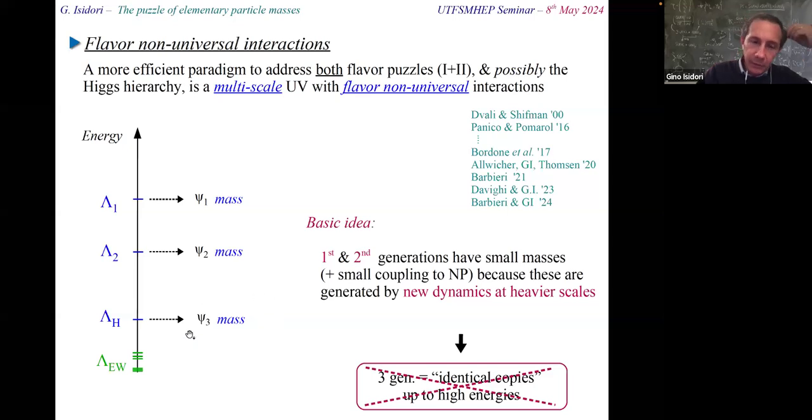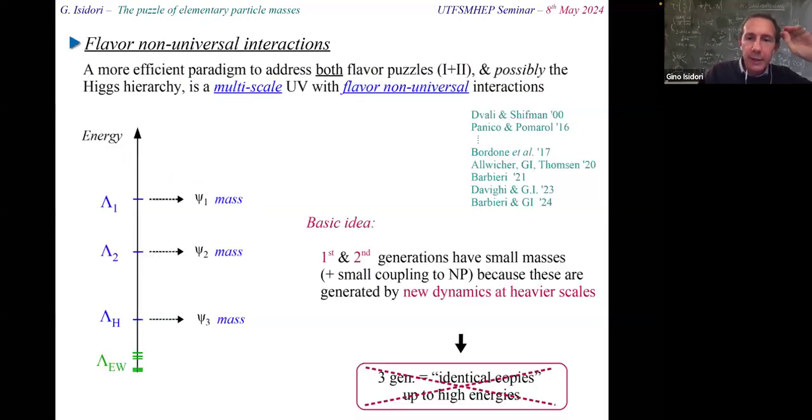So new physics talks to the third family at low energies, and this is why the third family Yukawa coupling is big, and the Yukawa couplings of the first two families are small, because they are generated at a higher scale, so they are more suppressed. Actually, this also protects the light families from being contaminated by new physics. So this is the picture. Let's now try to make it more quantitative.